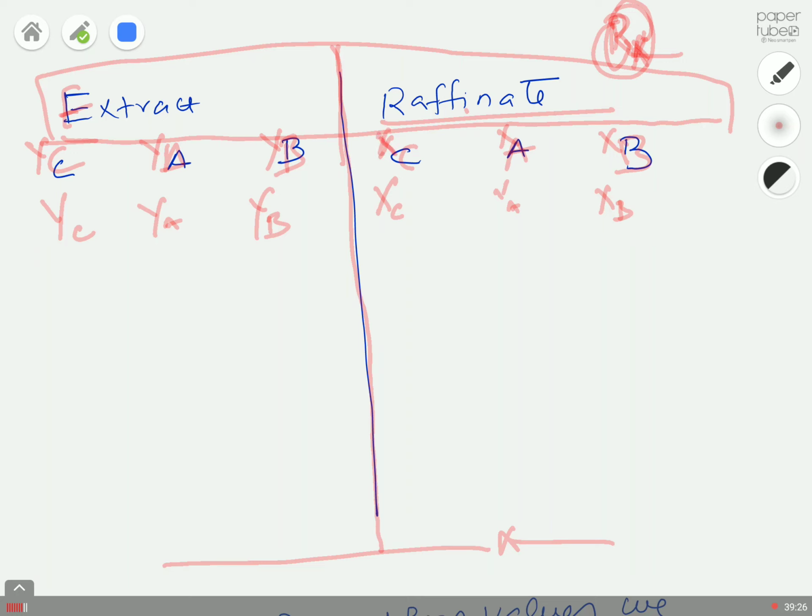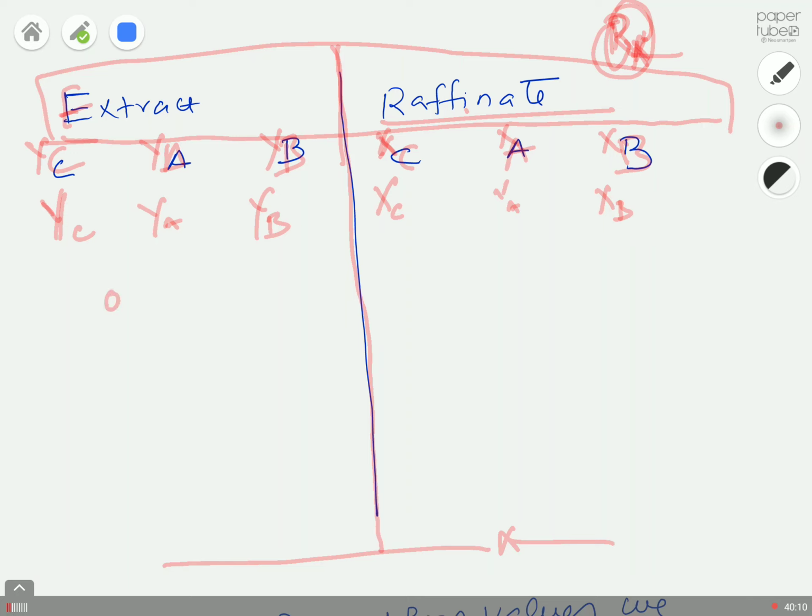XC refers to the fraction of C in raffinate. XA refers to the fraction of A; it need not be a mole fraction, it can be a weight fraction. So the weight fraction of compound A in raffinate, and XB refers to the weight fraction of your solvent in raffinate. It's the same rule for the extract: YC refers to the fraction of your solute in the extract, YA refers to the fraction of your carrier liquid in the extract, and YB refers to the weight fraction of your extracting solvent B in the extract.